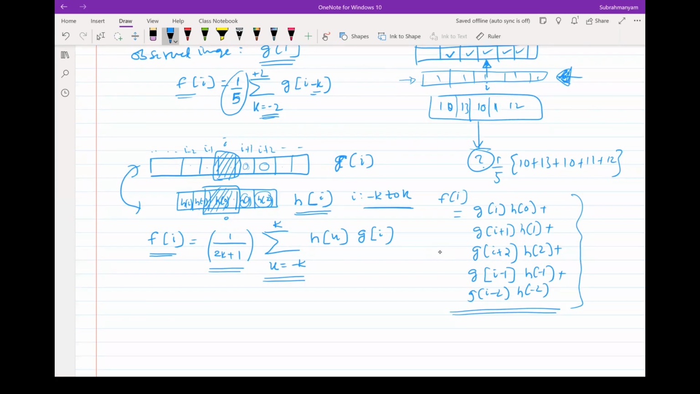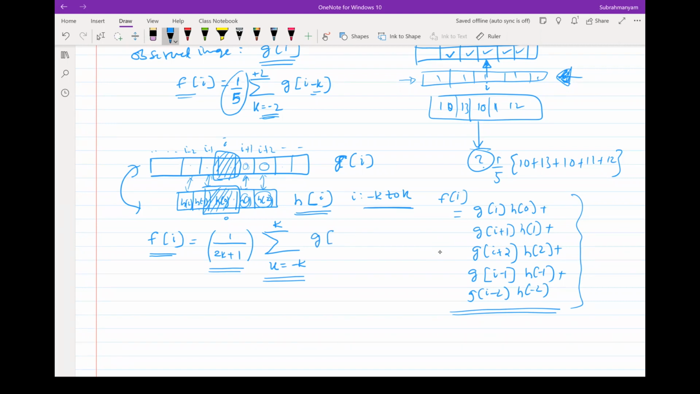Is there any confusion with this expression that I have written? I assumed here my k varying from minus 2 to plus 2. Now I want to find out the value at i. All I need to do is multiply h of 0 with g of i, and the next value, this with this, this with this, this with this, and then sum them all. That's all I need to do. g of i plus u. That's all.